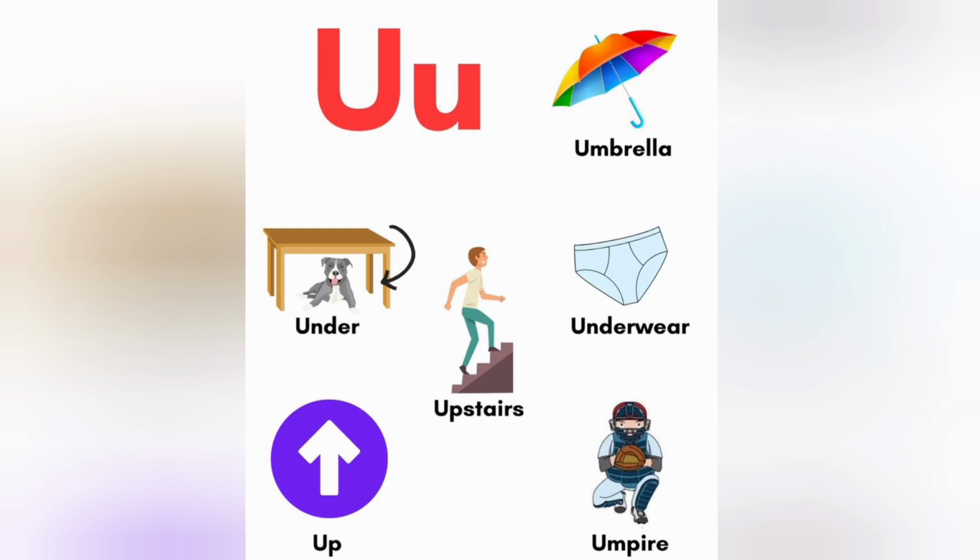Now let's repeat the letter with its sound. Uh, umbrella. Uh, under. Uh, underwear. Uh, upstairs. Uh, up. Uh, umpire.